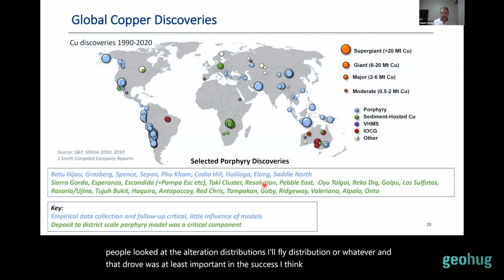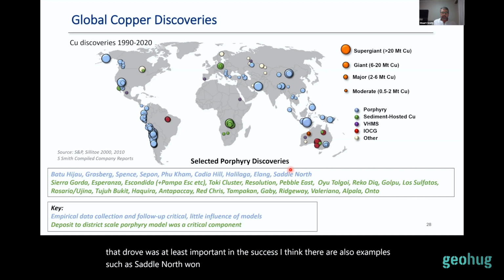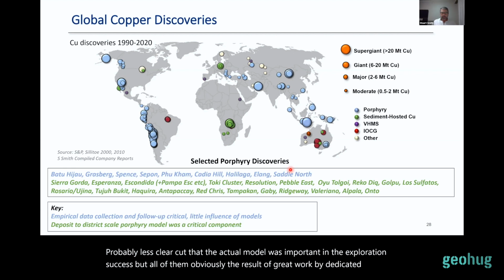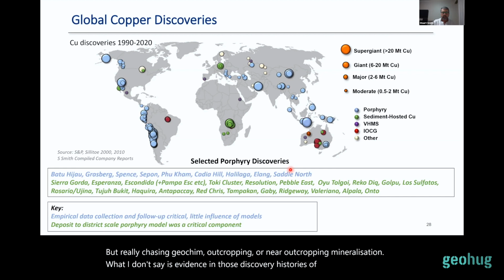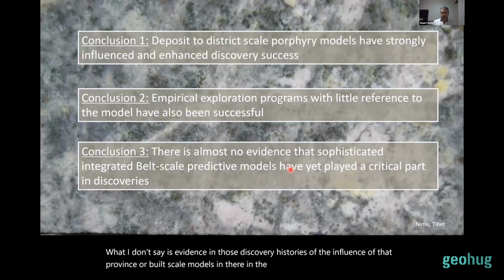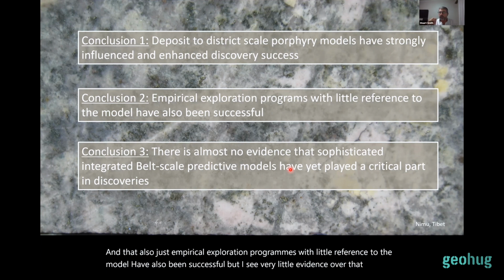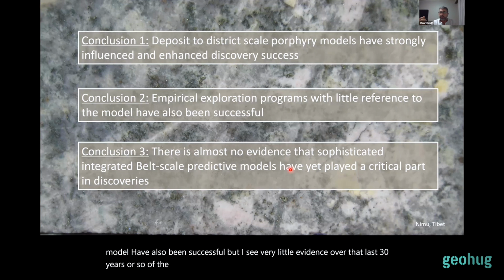I think there are also examples such as the Saddle North one that I talked about, where it's probably less clear cut that the actual model was important in the exploration success, but all of them were obviously the result of great work by dedicated teams, really chasing geochem and outcropping or near outcropping mineralisation. What I don't see is evidence in those discovery histories of the influence of province or belt scale models. So my conclusion is that those deposit to district scale models have strongly influenced and enhanced discovery success, and that also just empirical exploration programs with little reference to the model have also been successful. But I see very little evidence over the last 30 years or so of the influence of sophisticated, integrated belt scale predictive models in the exploration success in the porphyry world.